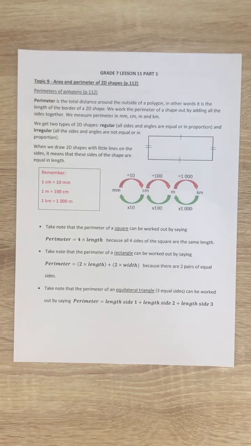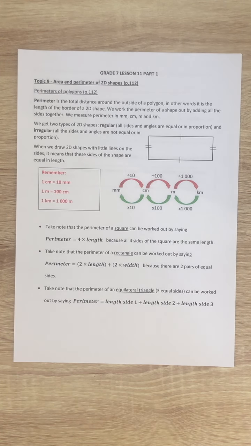So we get two types of 2D shapes. We get regular shapes. This is when all the sides and the angles are equal or they're in proportion. And then we get irregular shapes. This is where the lengths of the sides or the angles are not equal or not in proportion. Now, when I say in proportion, all I mean is, for example, all the angles are the same angle. So they're all 90-degree angles, or they're all 45-degree angles, or whatever the shape is that we're working with.